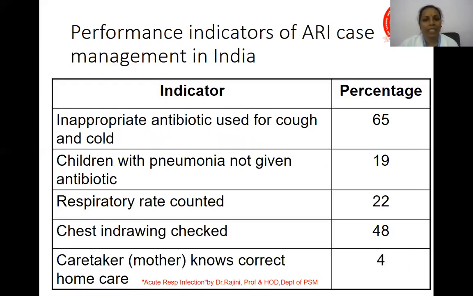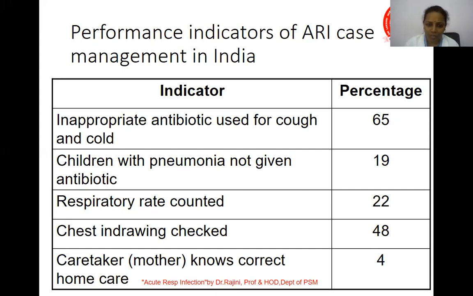Performance indicators of acute respiratory tract infection management in India: inappropriate antibiotic use for cold and cough, 65%. Children with pneumonia not given antibiotic, 19%. Respiratory rate counted, 22%. Chest indrawing checked, 14%. Caretaker knows the correct management, 4%.